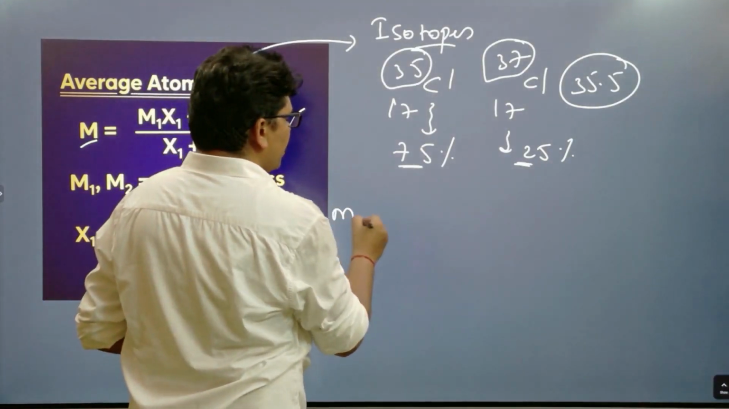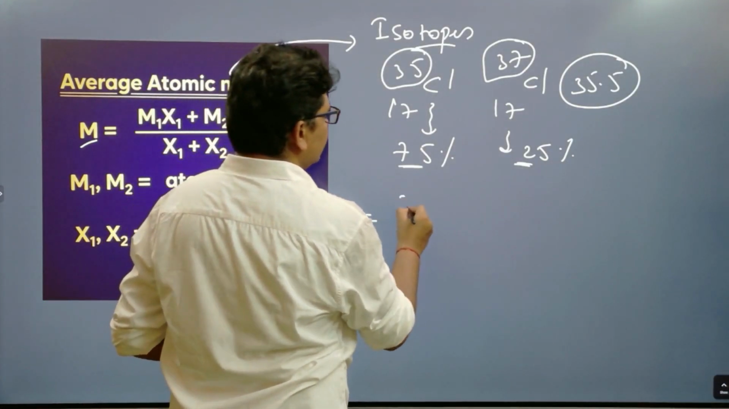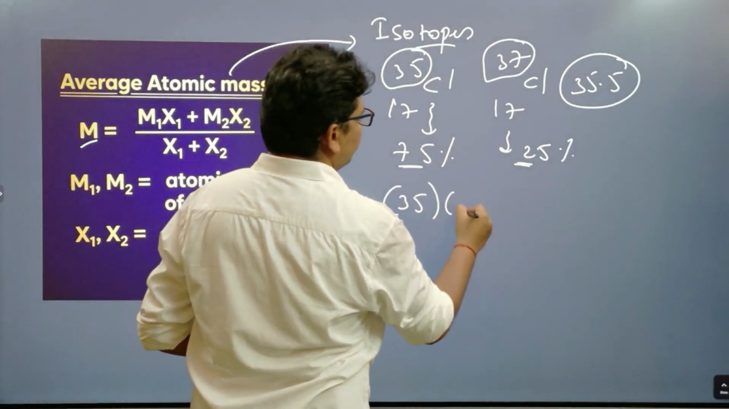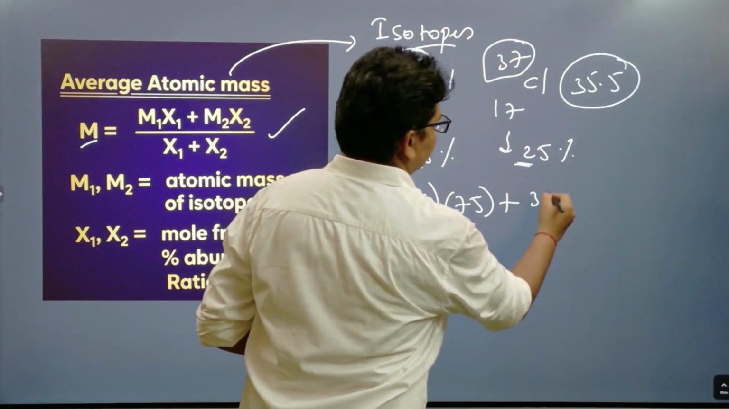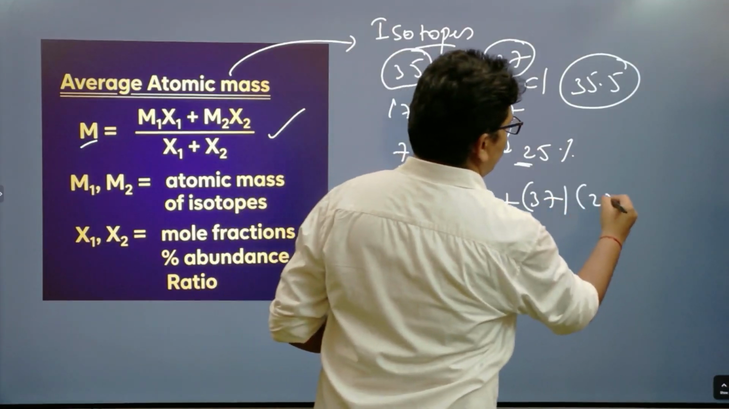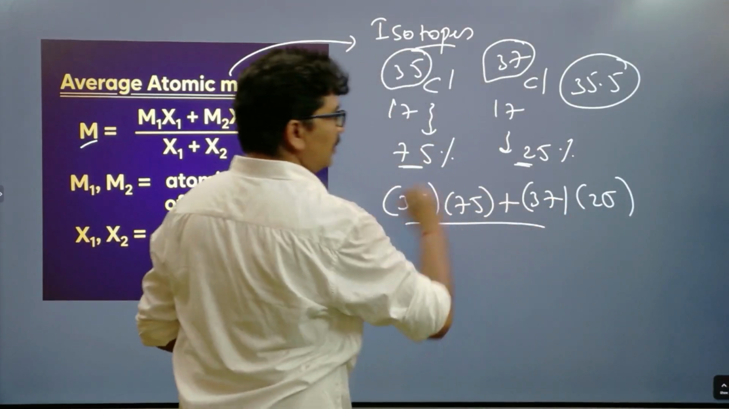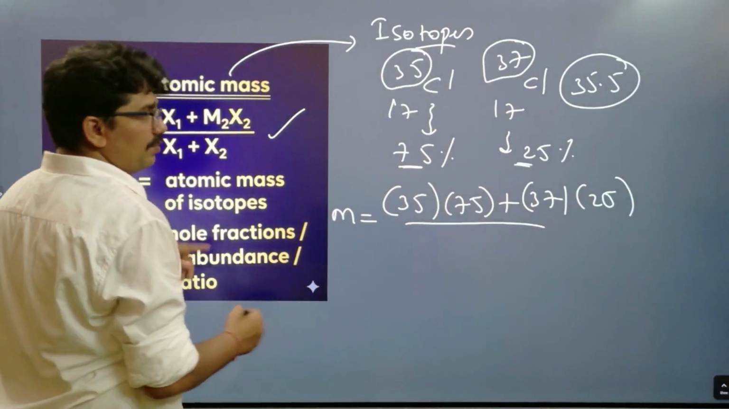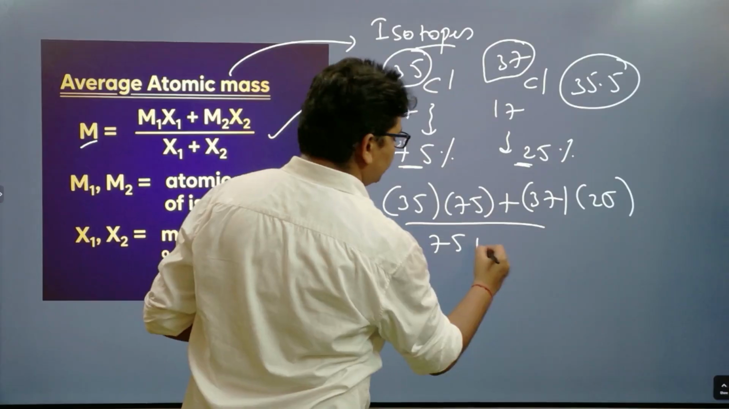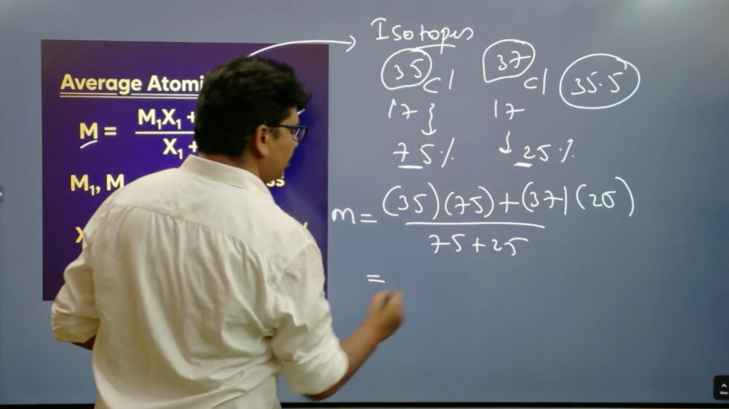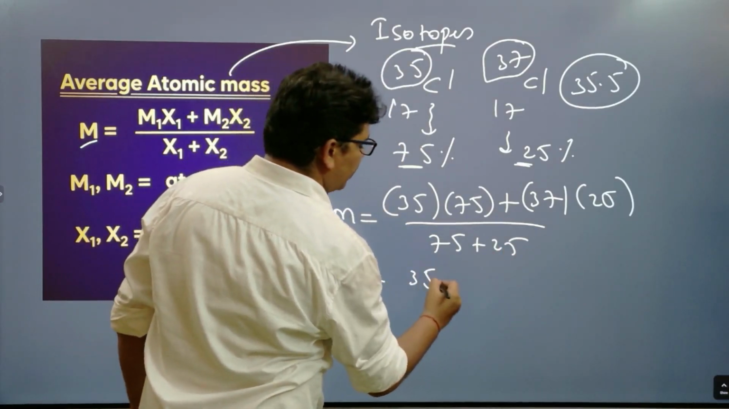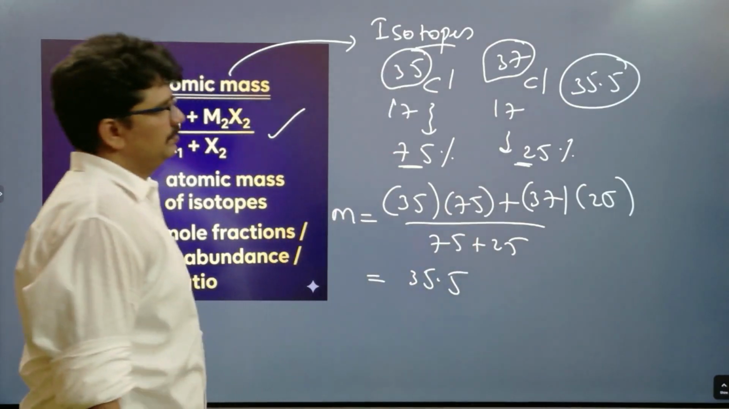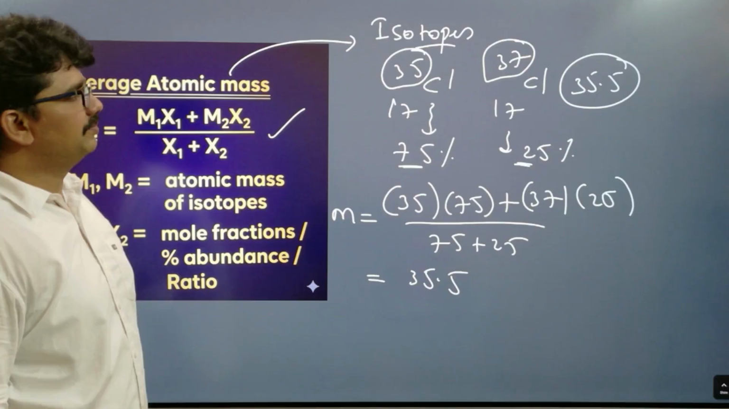Now, average atomic mass M is equal to, what is M1? 35. 35 into 75 plus 37 into 25 divided by x1 plus x2, that is 75 plus 25. Solve this. You will get approximately 35.5.